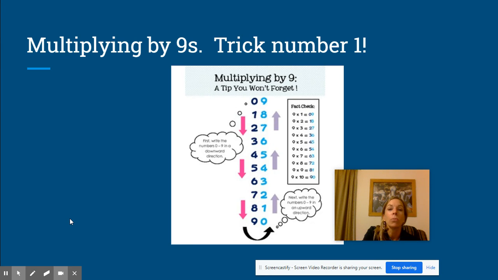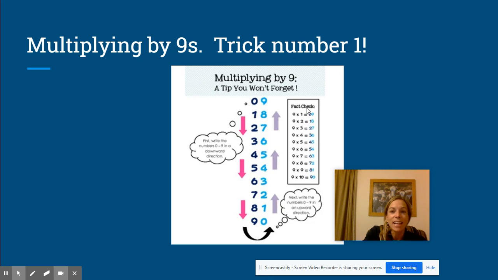This is trick number 1, making a chart. So right here it says, first, write the numbers 0 to 9 in a downward direction. So on your paper, you would literally go 0, 1, 2, 3, 4, 5, 6, 7, 8, 9. Then on the other side, you would start at 9 and count backwards. 9, 8, 7, 6, 5, 4, 3, 2, 1, 0. You ready for this? Mind blow.